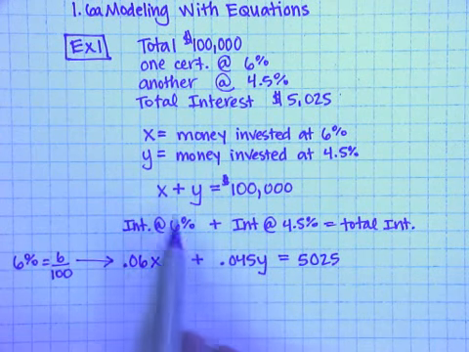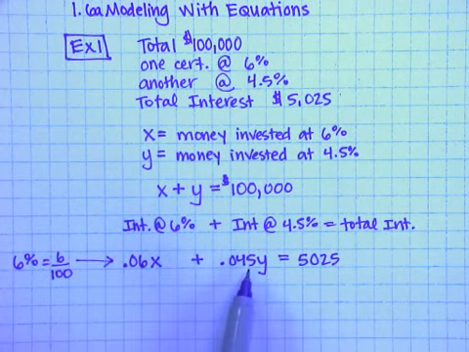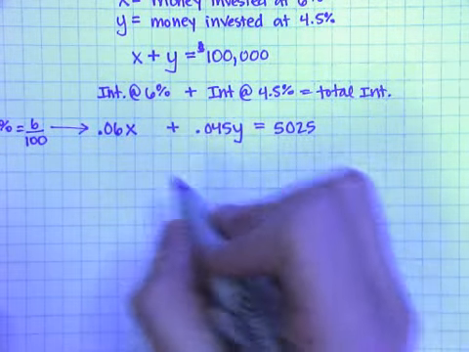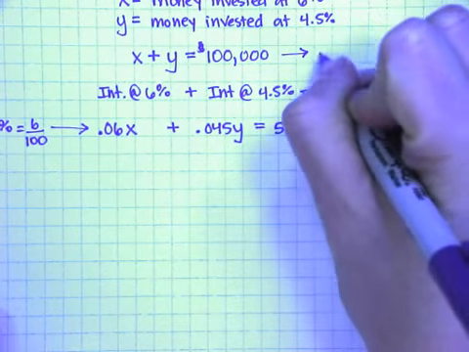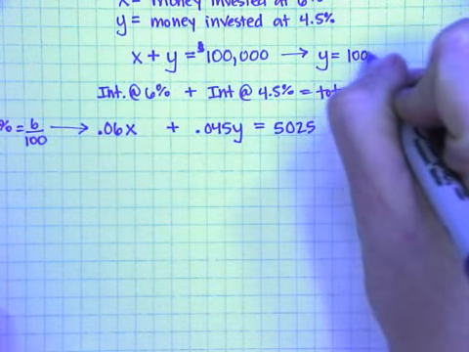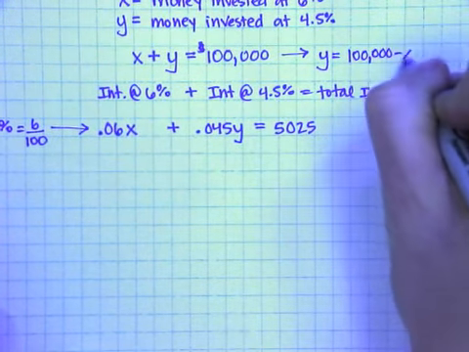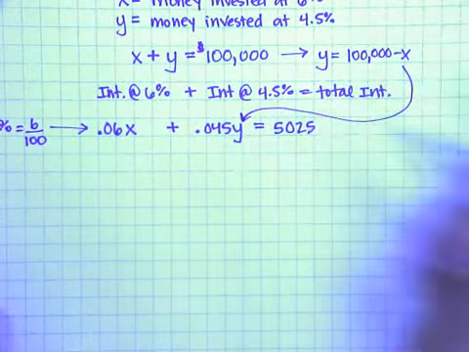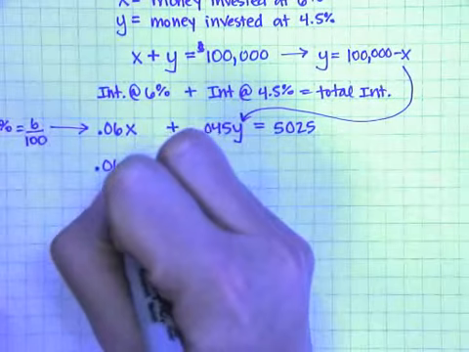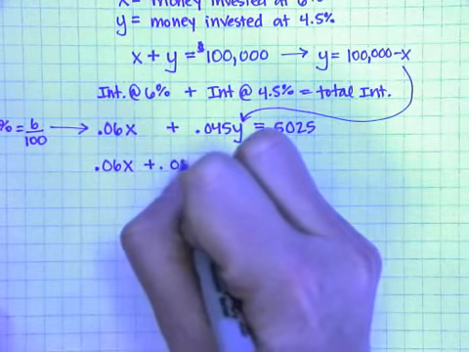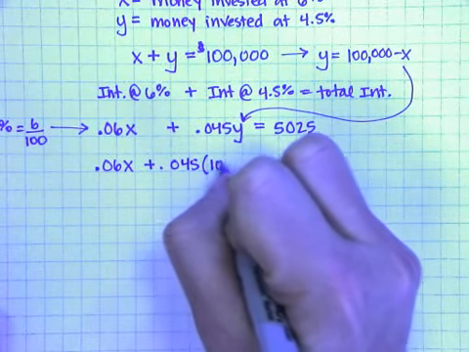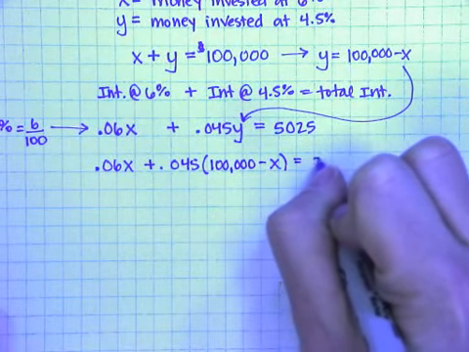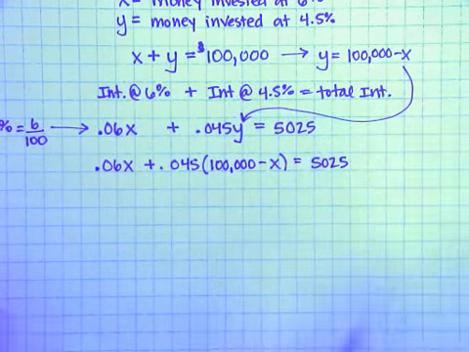Okay. Now I've got 2 equations with 2 variables. There's a couple of different ways I could go. I could use substitution. In this equation, I could get Y by itself. Y is 100,000 minus X. And then substitute it in for the Y in my second equation. If I did this purely algebraically, I would get 0.045 times 100,000 minus X equals 5,025.